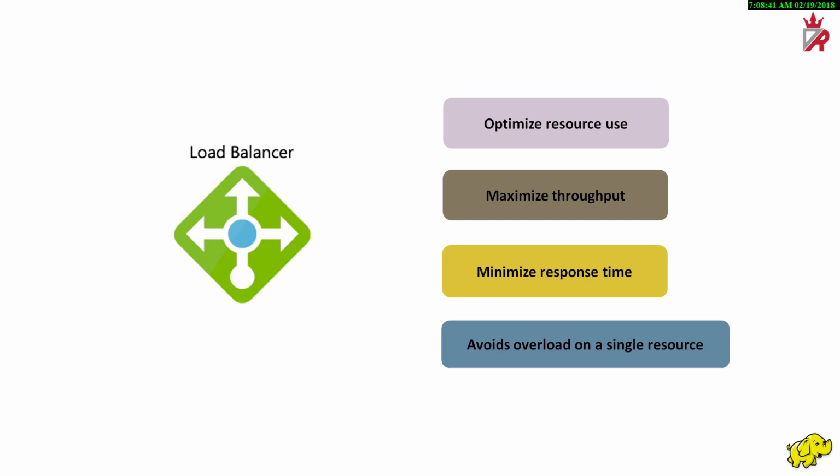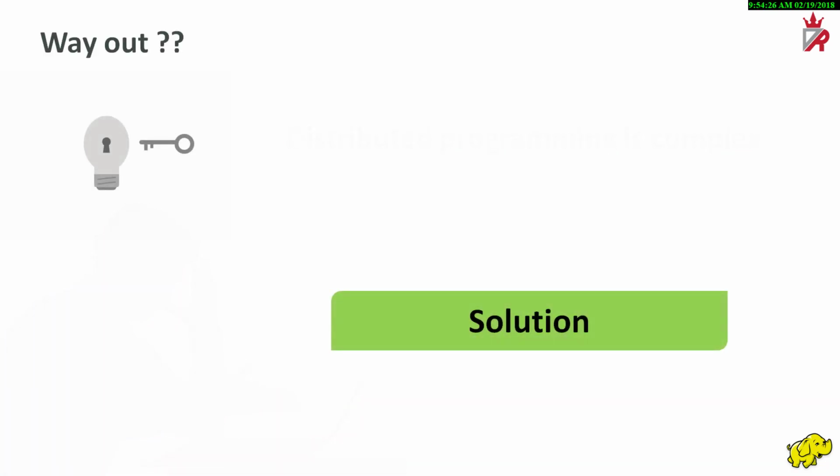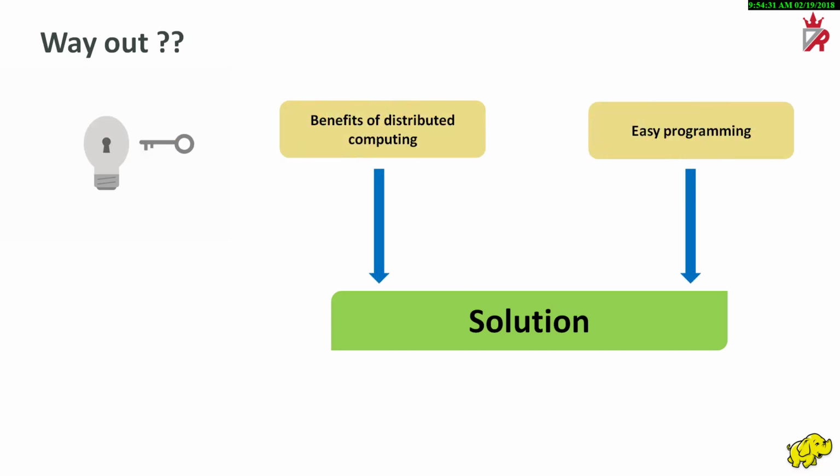Though organizations are convinced that distributed and parallel computing are the way to go to address their big data challenges, handling all these complex issues is a daunting task for a programmer, which could discourage organizations from adopting this approach. So, what is the way out? How do we reap the benefits of a distributed system whilst making it easy for programming?